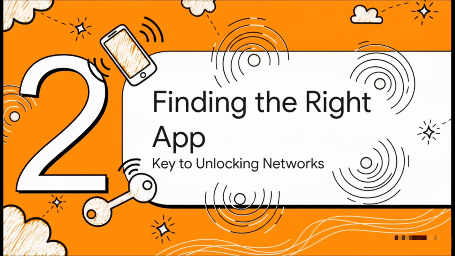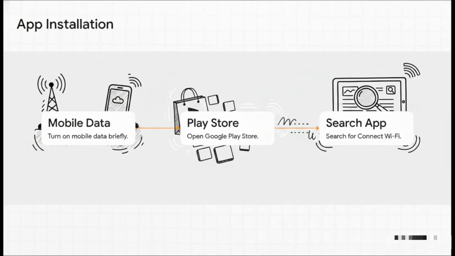Section 2. Finding the right app. And this brilliantly illustrates the exact chronological process you need to follow. Step 1, you'll actually need to turn on your mobile data, just for a second, to get things rolling. Step 2, head directly over to the Google Play Store. And Step 3 is really where the magic happens. Search for Connect Wi-Fi. Now, quick heads up from our sources, you might need to scroll down just a little bit to find the specific app designed for this. But it's a super simple, straightforward pathway to get this tool loaded right onto your phone.